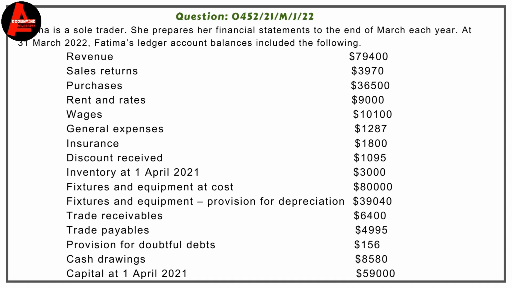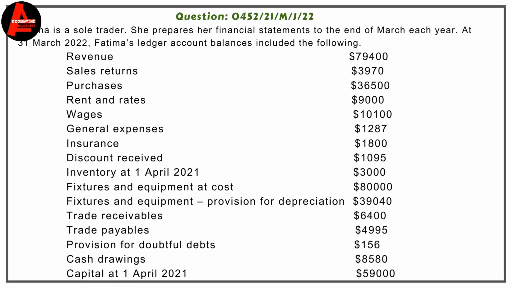So here we have revenue, sales return, purchase. These all three we have taken in the first section. Then we have here rent and rates, we'll take it, wages, we'll take it, general expenses, we'll take it, insurance, we will take it here, discount receipt, it is an income, we will take it here. Inventory, we don't have to take, it is taken in the trading account section. Fixtures and equipment, it is an asset, it will come in the balance sheet. Fixtures and fittings, provision for depreciation, this will appear here.